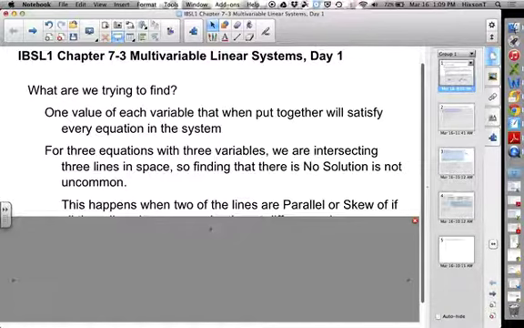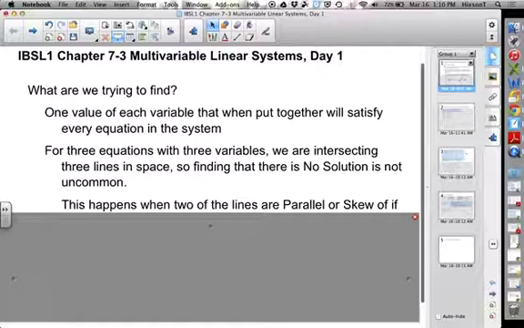Can anyone remind us what skew means? When like lines are like in different planes. So like one's like this and one's like here. Yeah, two lines are in completely different planes. So they are not parallel, but they're not intersecting either. Okay?